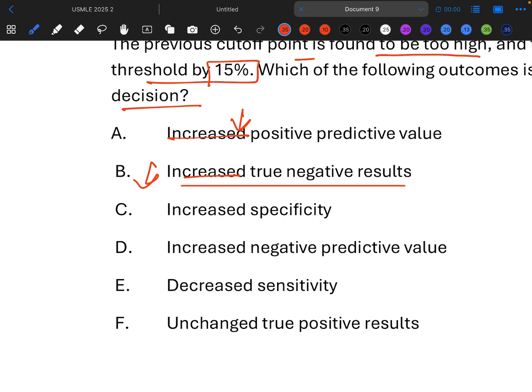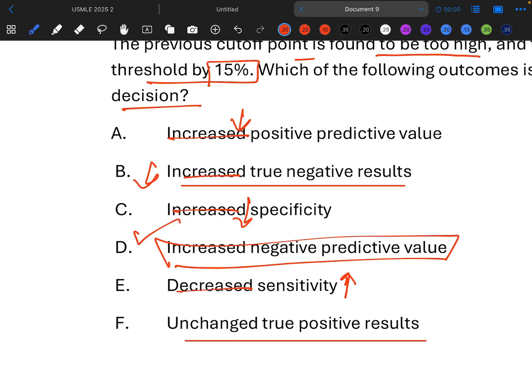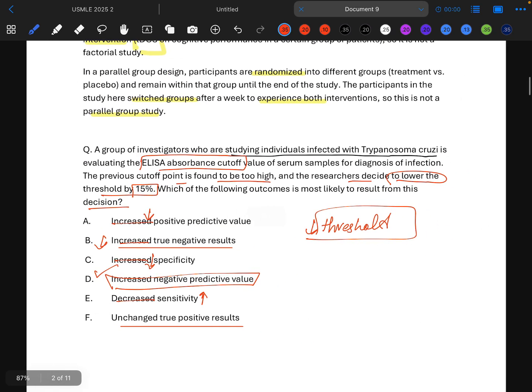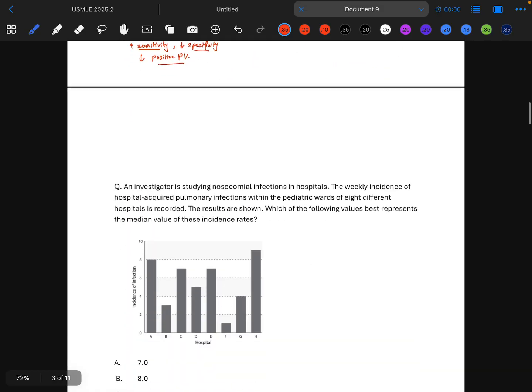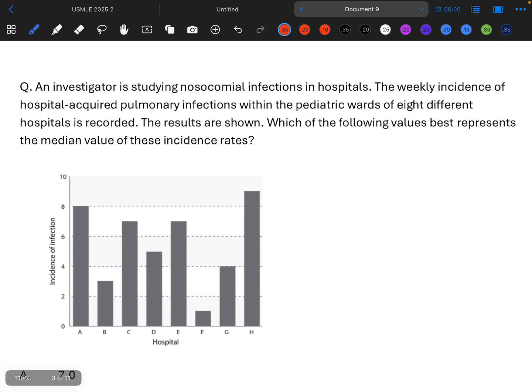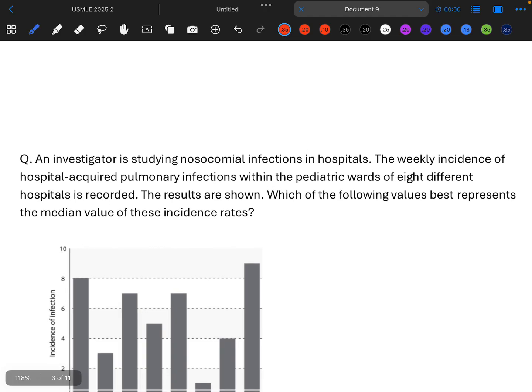There will be an increase in true negative results? No, there will be a decrease in true negative results. There will be an increase in specificity? No, there will be a decrease in specificity. There will be increased negative predictive value? Yes, there will be an increase in negative predictive value. There will be a decrease in sensitivity? No, there will be increased sensitivity, and there will be an increase in true positive results? No, it will decrease. Understand? So now we are moving to the next question.